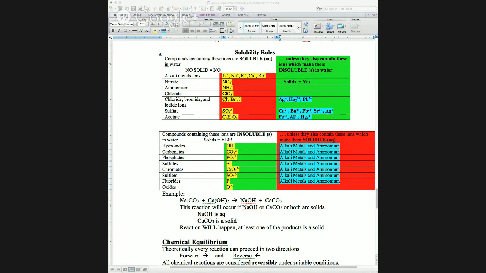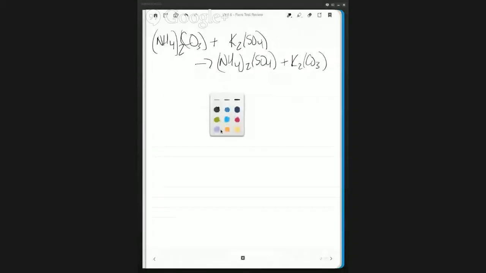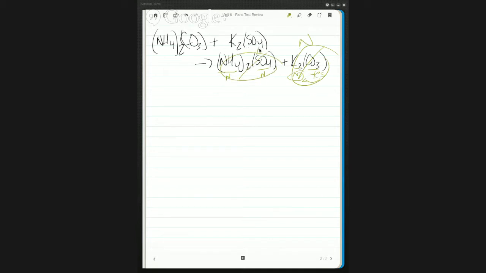So I'm going to show that one more time. There it is. And so if we were to break it down by ion, that's a no, that's a no, that's a no. This would be yes, except this is the exception. So that one's a no. That one's a no. The whole reaction is no. No solid is formed.